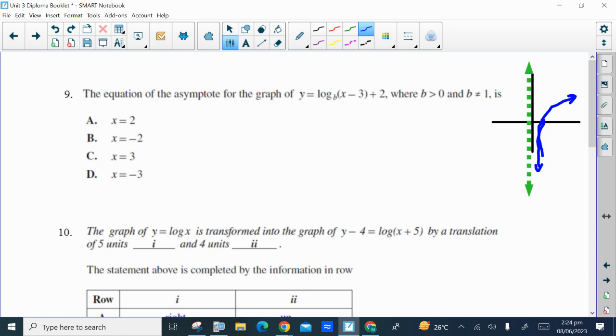Shifting it up 2 doesn't change the asymptote because the asymptote is a vertical line. Just shifting it 3 to the right. So therefore your asymptote is at x equals 3.